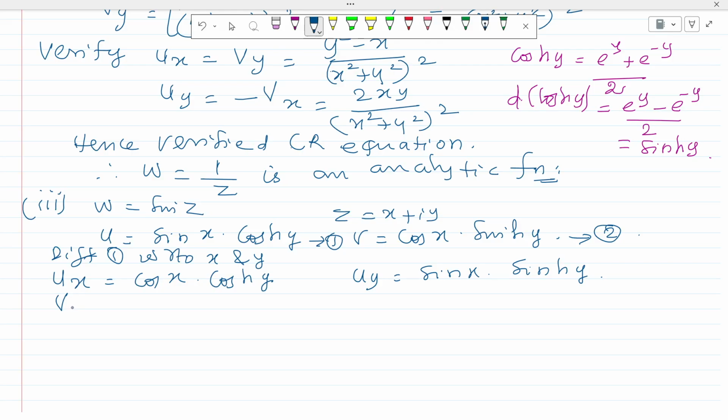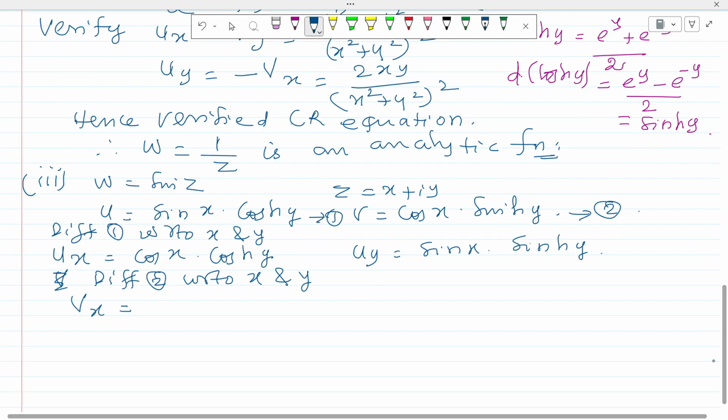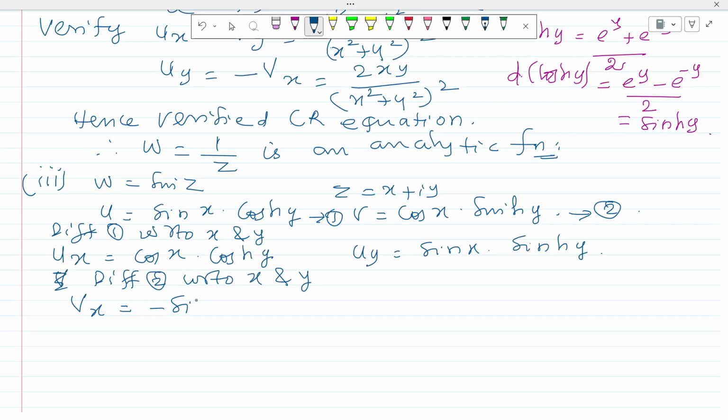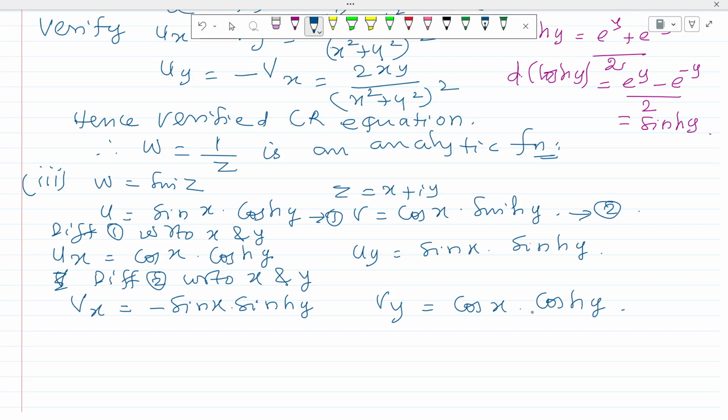Now vx. Differentiate v with respect to x and y. Listen nicely. What is vx? v equal to cos x sin hy. Then vx is minus sin x sin hy. vy equal to cos x cos hy, since differentiation of sin hy is cos hy.